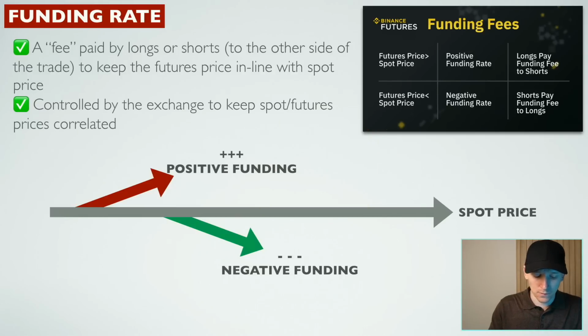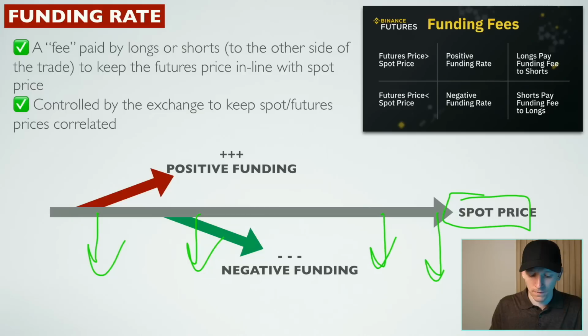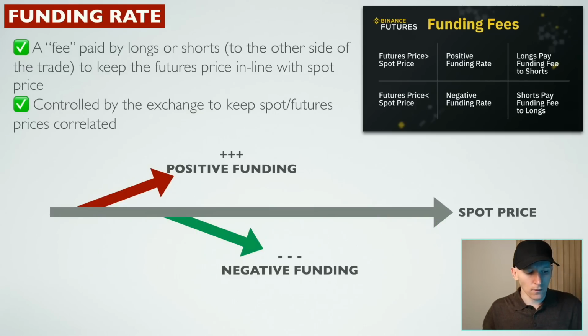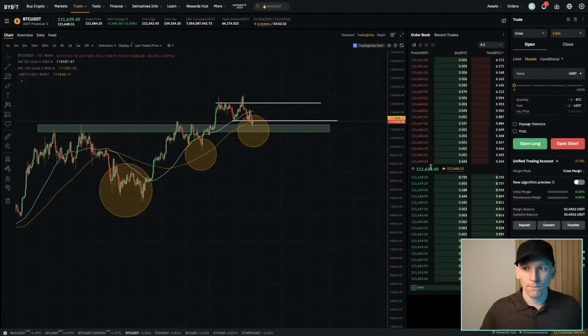Negative funding, of course, is when there's too many sellers pushing the price down in relation to spot. And that means the sellers, or the short side of the order book, have to pay that funding fee to buyers or longs coming in to push the price back up. So sometimes funding is positive, meaning the price of the futures contract is too high, so buyers have to pay. Sometimes funding is negative, meaning sellers have to pay the buyers.